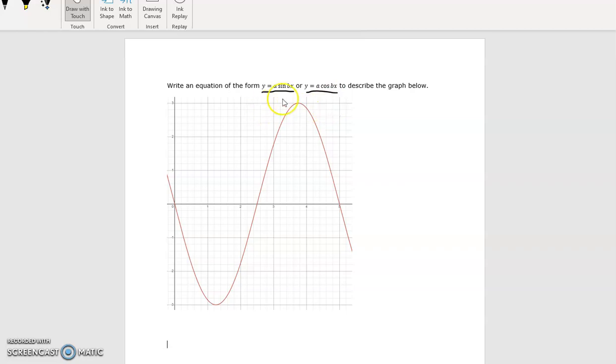So the first thing you need to do is decide, is this a sine function or a cosine function? And also keep in mind that the transformations that we're allowed to apply in our equation are this multiple a out front, which is going to affect the amplitude. Hang on, I'm writing with my mouse right now, which is not a good idea. Switch to the writing tablet. So a affects amplitude.